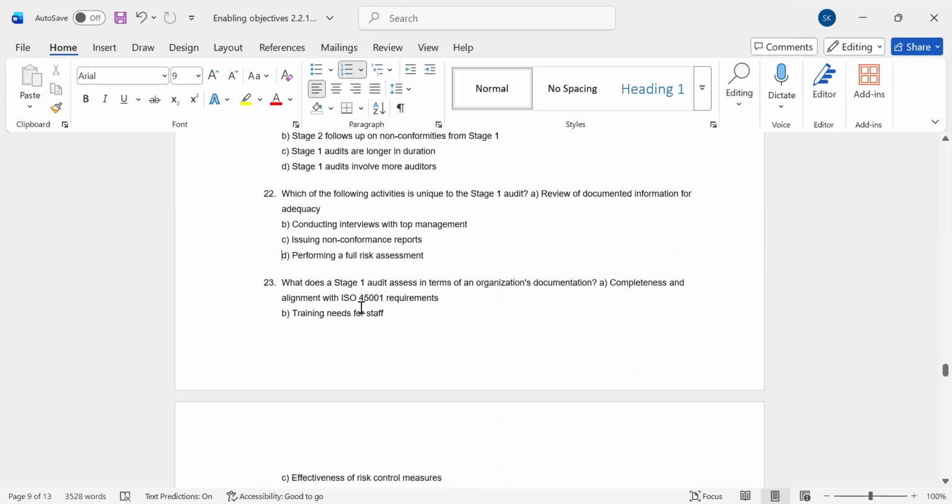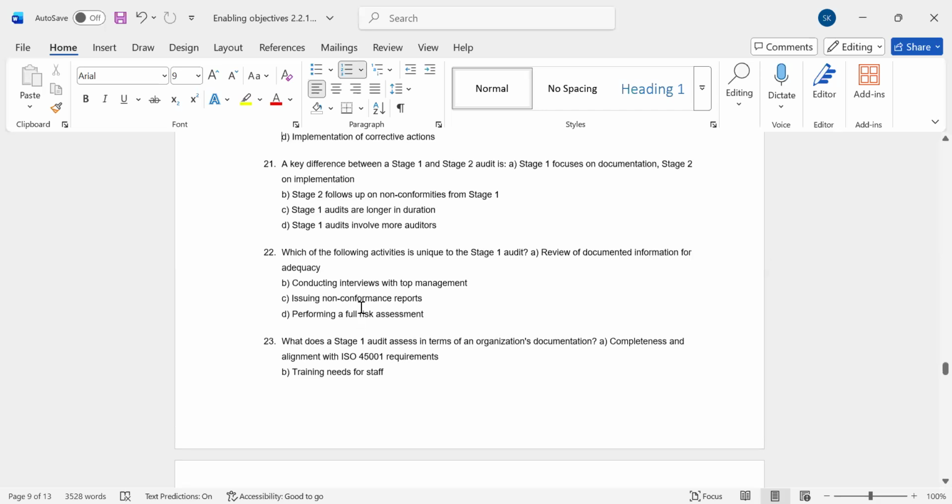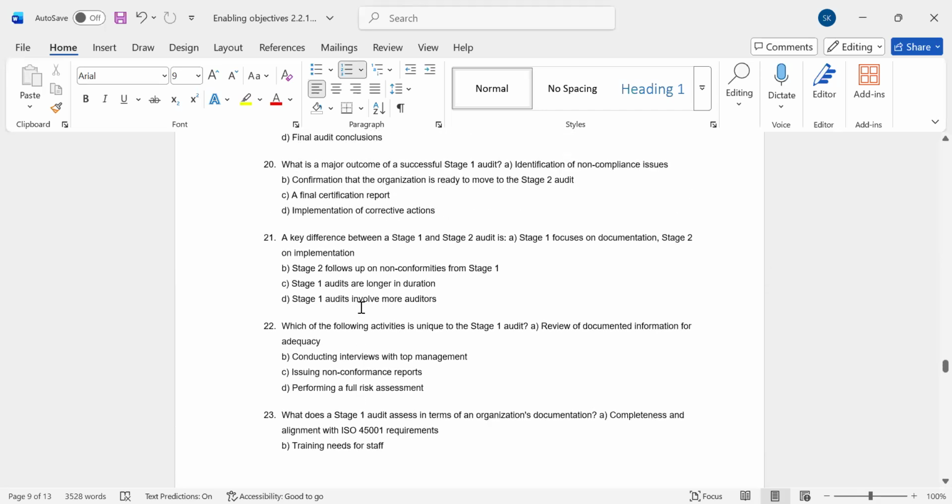Question number 20. Sorry. What is a major outcome of a successful stage 1 audit? A. Identification of non-compliance issues. B. Confirmation that the organization is ready to move to stage 2 audit. C. A final certification report. D. Implementation of corrective actions. It's B. Confirmation that the organization is ready to move to the stage 2 audit.